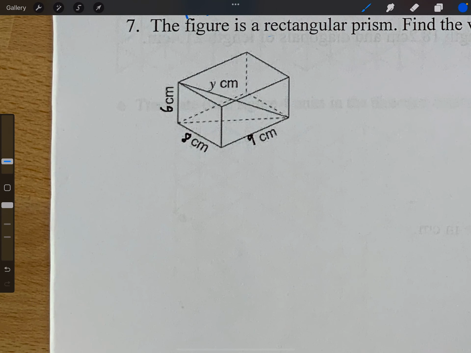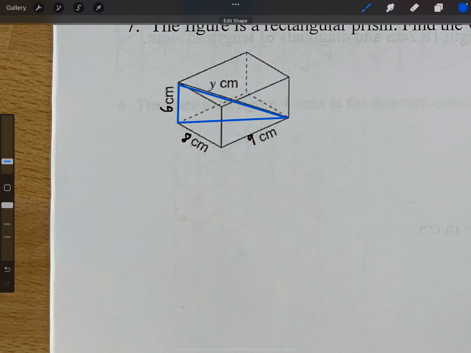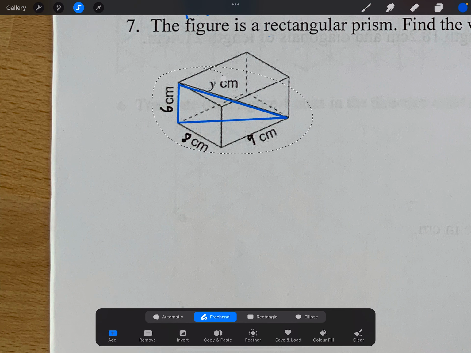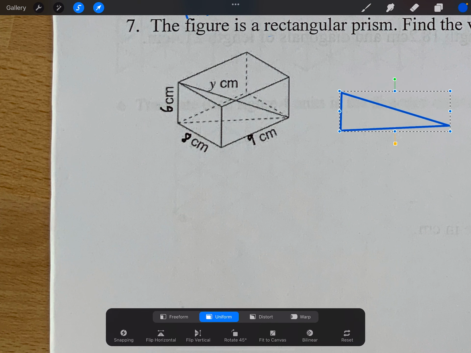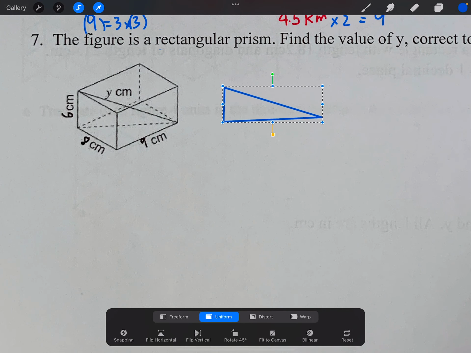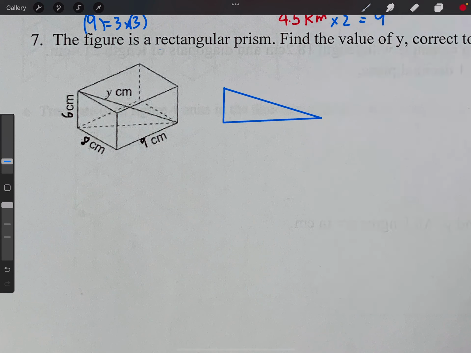The value of y. I'm going to redraw this triangle real quick here. So that's the triangle there. We need to find y. Let me move this triangle over to here so you can see. We know this is 6, given to us by this. We don't know what this is, we need to find this out. And to find that length there, we need to use Pythagoras' theorem for this triangle.